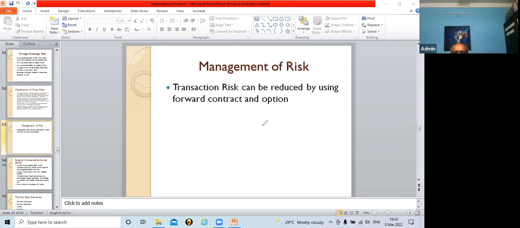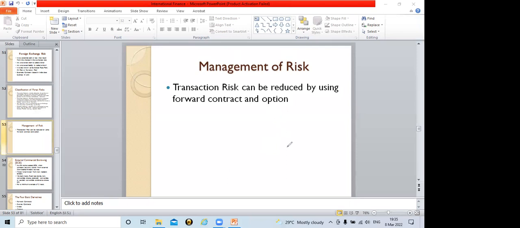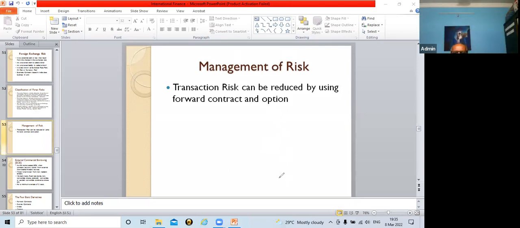Now we will go to the next topic of unit number 5, that is IFRS, International Financial Reporting Standards. So before we go to the IFRS, if you have any doubt about what we discussed in types of foreign exchange risk, that is transaction, translation, and economic exposure, please ask. Otherwise, we will move to the next topic. Any doubt? No, sir. Okay. So may I go to the next topic now? IFRS.